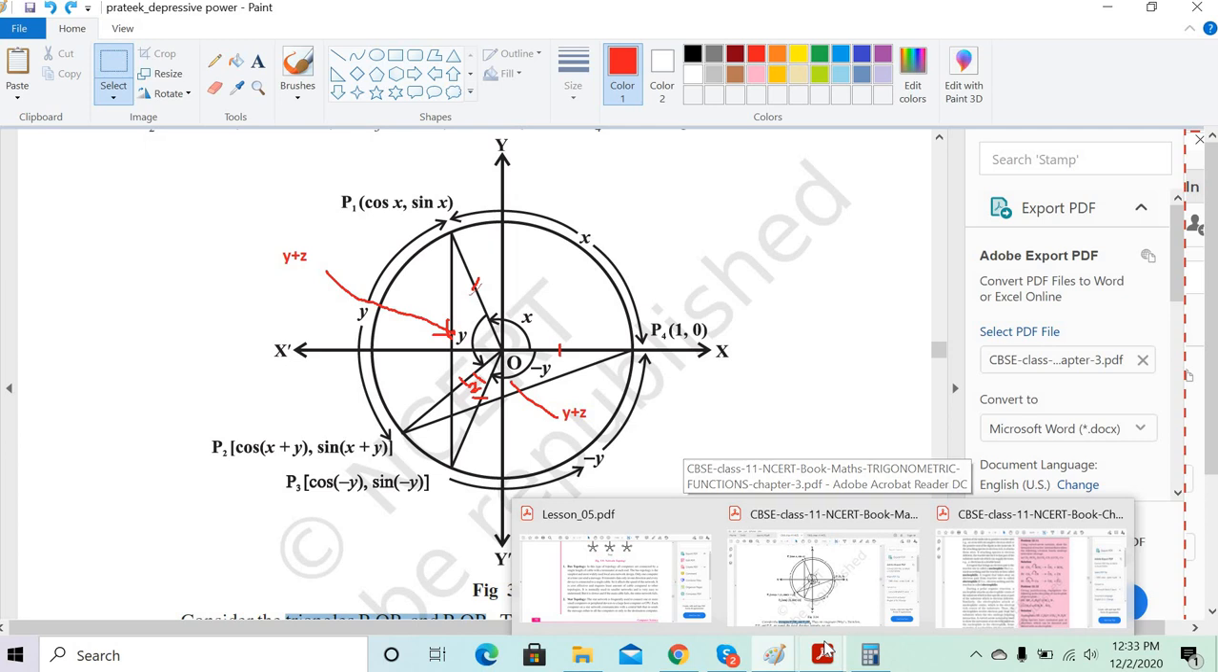Numerically both the angles will be the same. Forget about the rotation sign right now. Minus Y, so the total angle is Y only. Here also Y plus Z. There also it's Y plus Z. Angle P1OP3 is also Y plus Z.